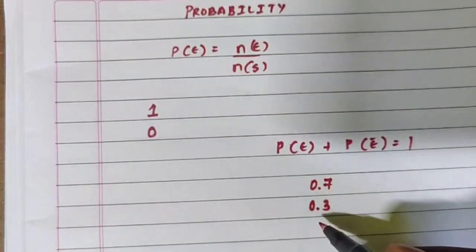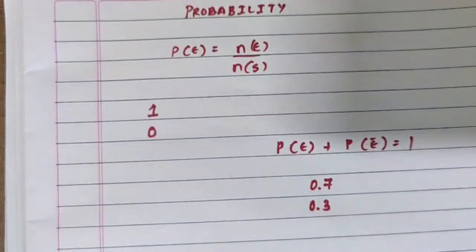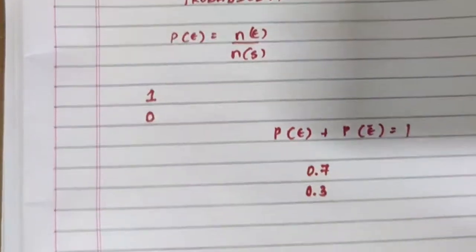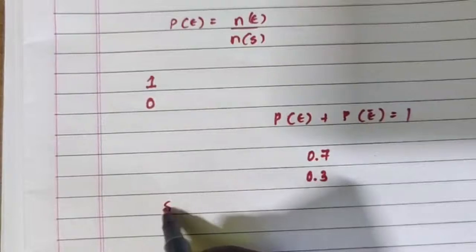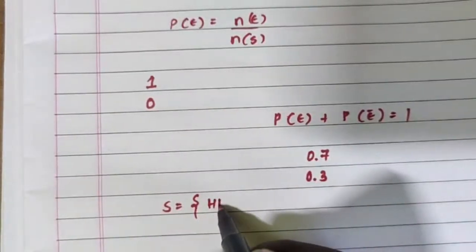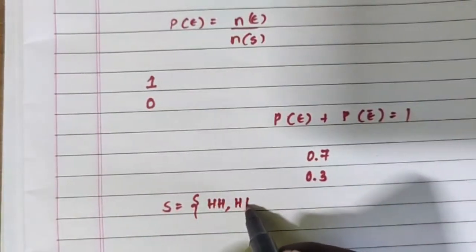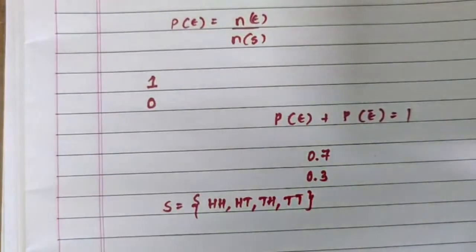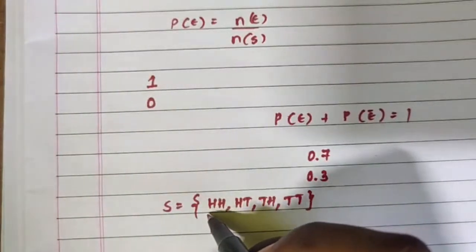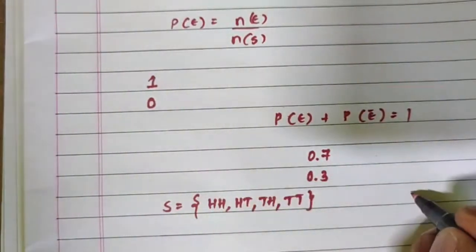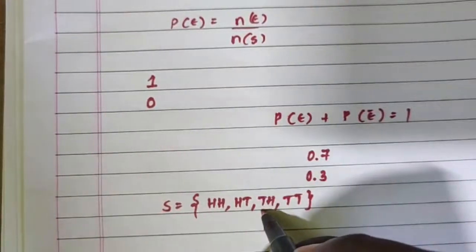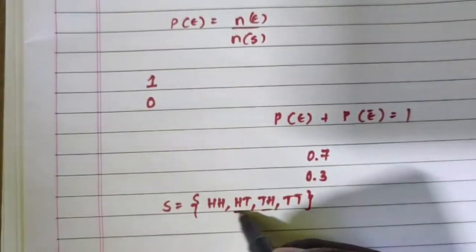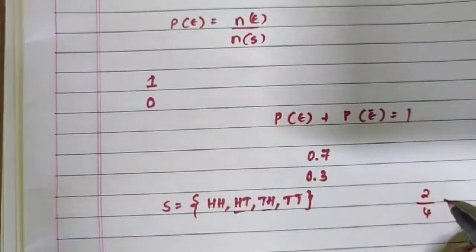The sum of probabilities of all the elementary events of an experiment is 1. If you toss 2 coins, what are the outcomes? HH, that is head head, HT, TH, or TT. If they ask you to find the probability of getting at most one head, at most means maximum one head should be there. That is 2 by 4, that is 1 by 2.